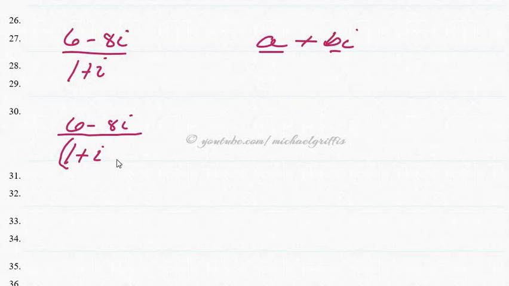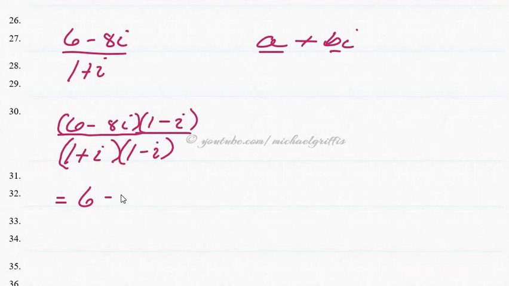So that means you're going to multiply the bottom by 1 minus i, and then let's put parentheses around here, and 1 minus i in the numerator. Okay. So here we go. 6 times 1 is 6. 6 times negative i is negative 6i. Negative 8i times 1. And negative 8i times negative i is negative times negative is positive, 8 times i squared.